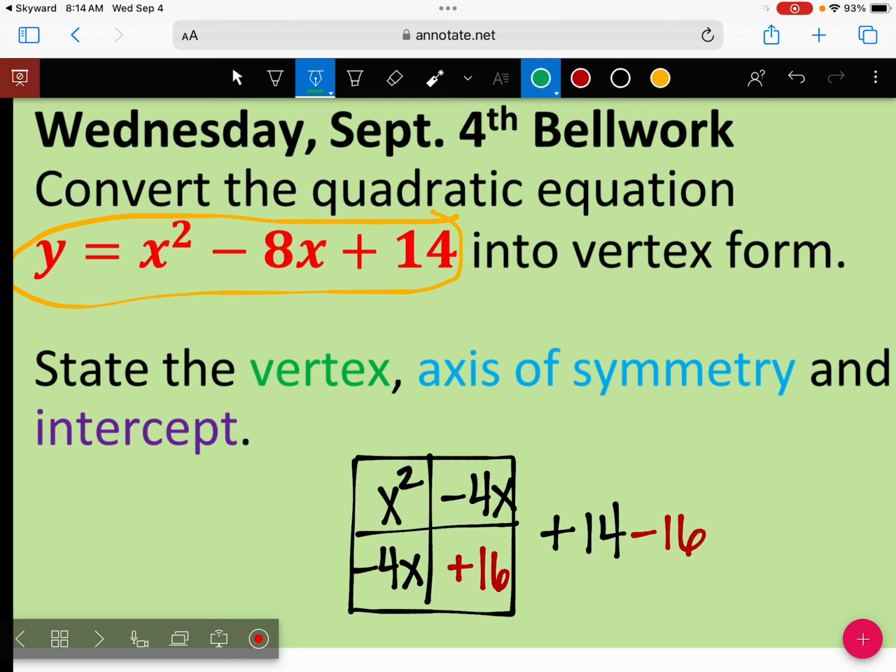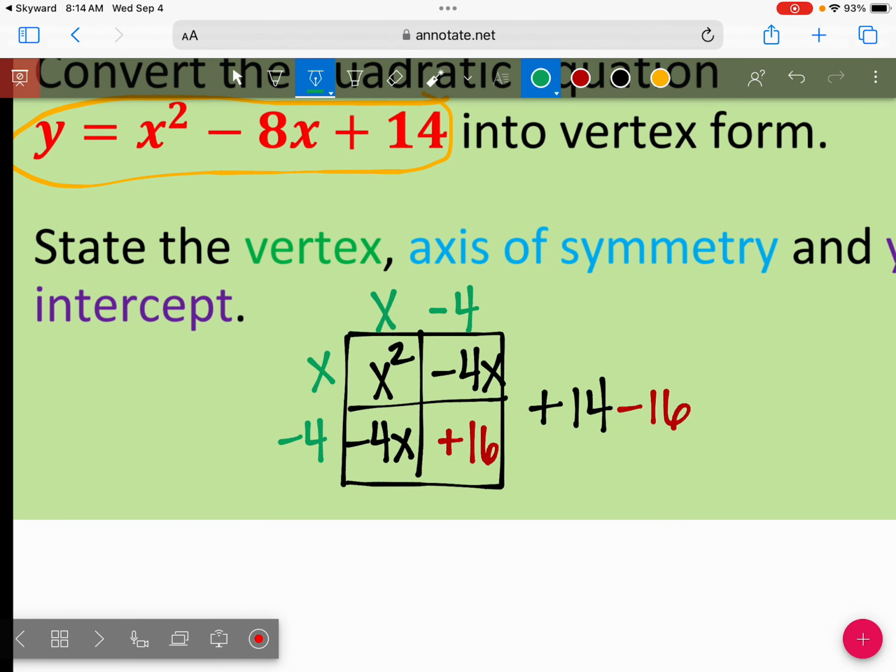But you all did really good on this. So your test is a week from today. I feel very confident that everyone's going to get this question right because you all do really good at completing the square. So we have y equals, it'll be x minus 4 squared minus 2. Raise your hand if you have that for your equation.